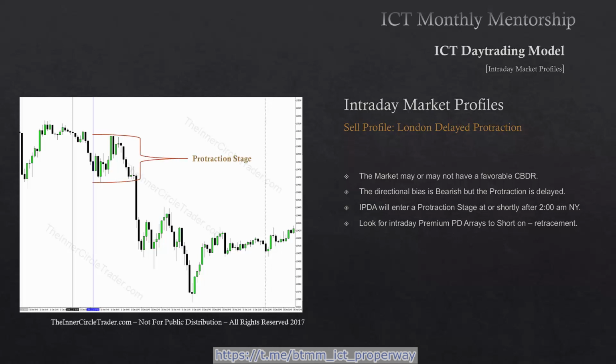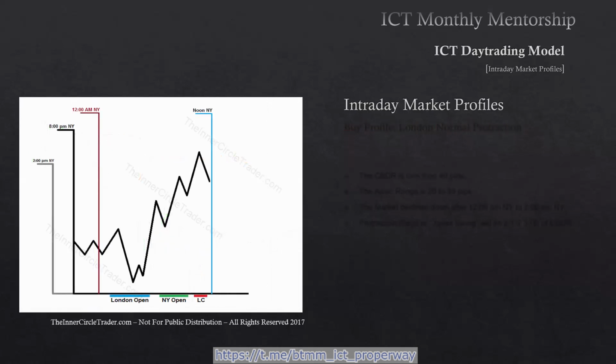And you can see the protractionary stage here after 2 a.m. Okay, intraday market profiles continued. Now we're going to look at the buy profiles. This is the one I like to trade when I'm looking to buy in the London session. This is the London normal protraction stage.